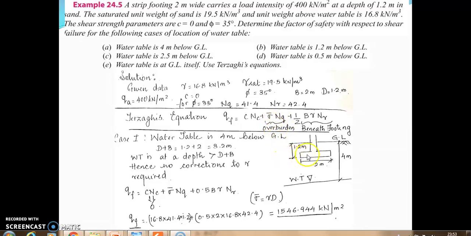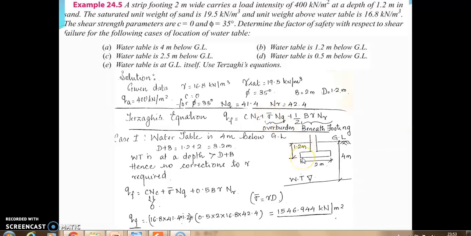Where is the foundation? What is the depth of the foundation? It's given to you in your numerical. The depth of the foundation is 1.2. So whatever the soil condition in the top 1.2 meter layer, that will be reflected in this second term.